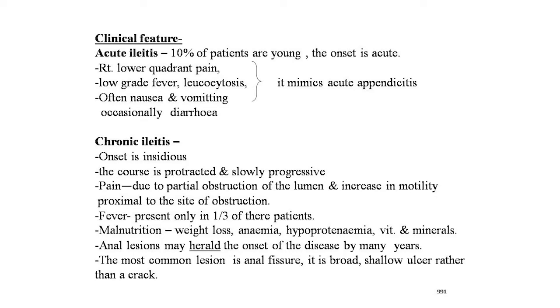Anal lesions may herald the onset of the disease by many years. So there is development of fissure in ano and fistula in ano. In such conditions, these are the heralds of Crohn's disease or chronic ileitis. The most common lesion is anal fissure. It is a broad, shallow ulcer rather than a crack.